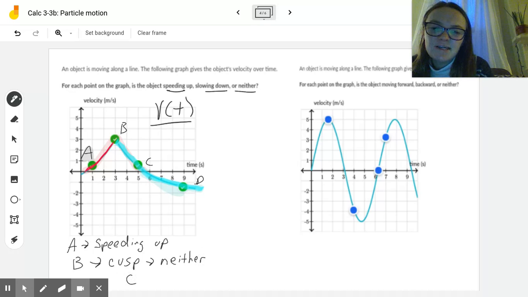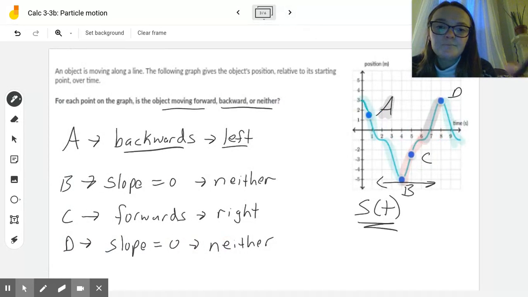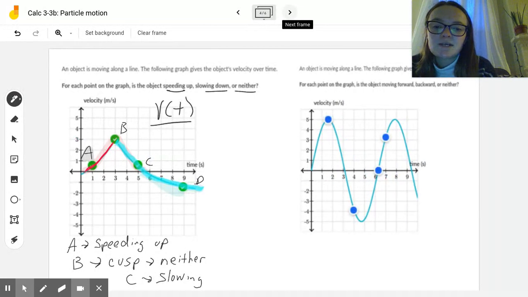All right, point C. It is above the x-axis, and it is decreasing. So think about above as being positive, decreasing as negative. Positive times a negative is a negative, and so this is actually slowing down. We can check that using our chart here. I'm above the x-axis and I'm decreasing, so that's right here. It's positive and decreasing. I'm slowing down. So this one right here, we're going to say slowing down.